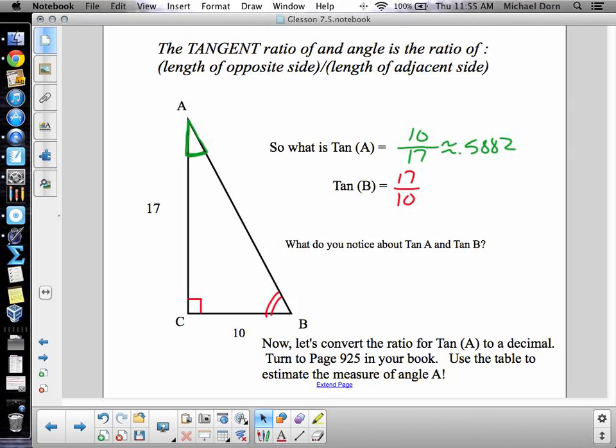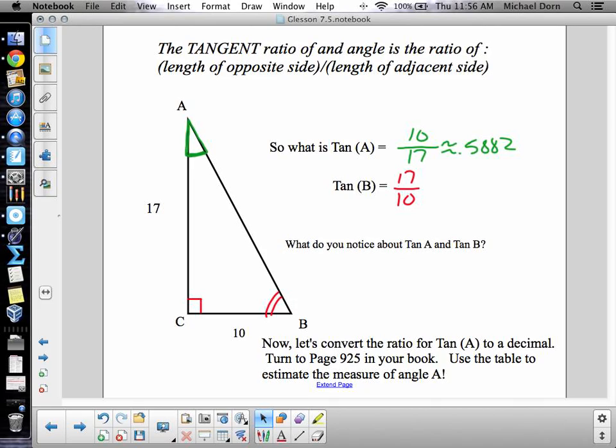Page 925. On that page you're going to find a table of trigonometric ratios. We're going to look in the tangent column. We're going to start reading down until we find about where 0.5882 would belong. Where would it be? Between what two angles?